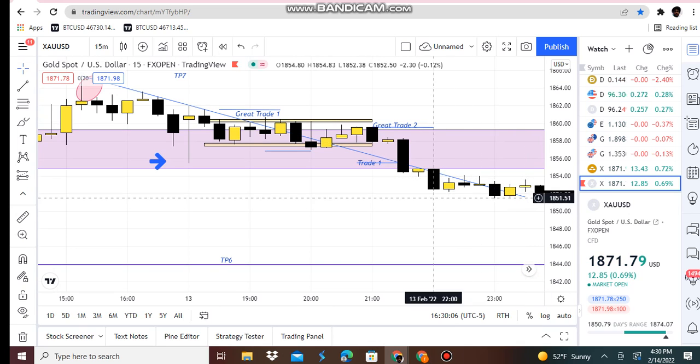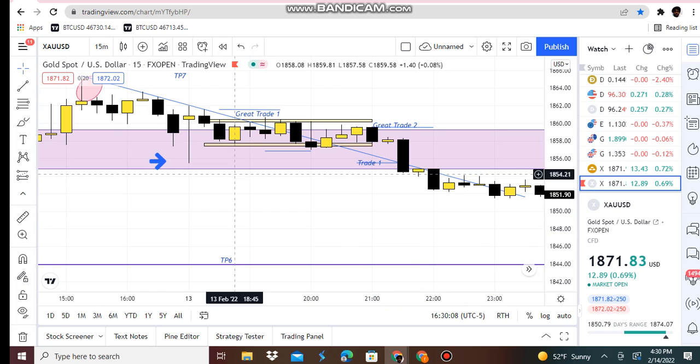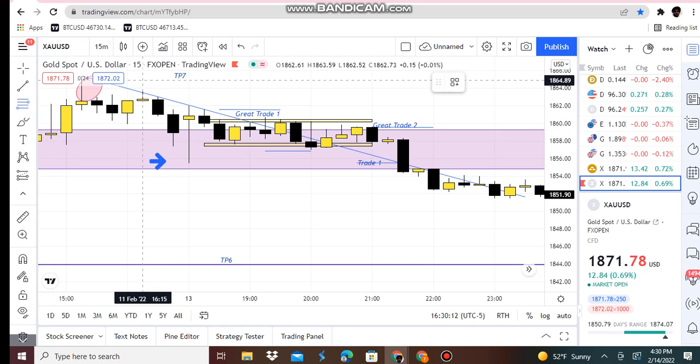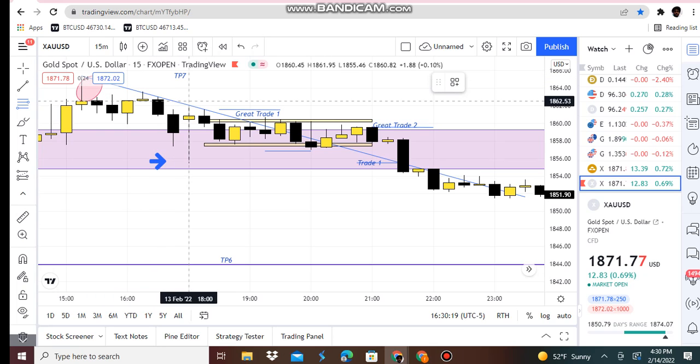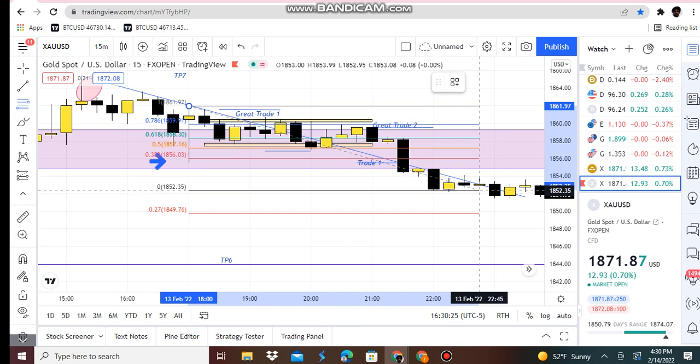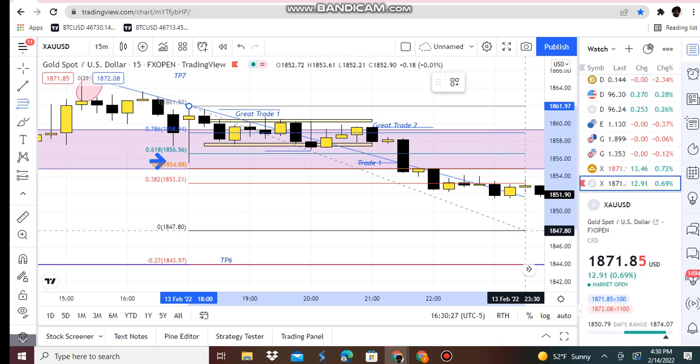We thought price was going to go to take profit 6, as we had our Fibonacci on here. You draw your Fibonacci from the highest point all the way down to take profit 6. So we could draw it from here. We could also have drawn it from here all the way down to take profit 6. And this is our 27 extension level right here.